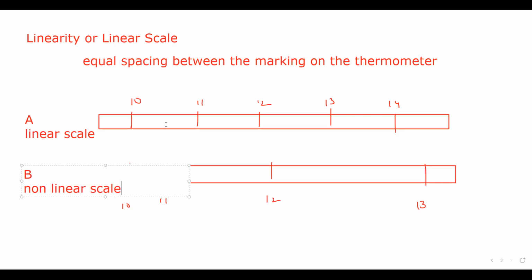The linearity of a thermometer's scale does not depend on the features of the thermometer. It depends on the type of liquid which we use. Because some liquids expand linearly, with equal change in volume, but some liquids do not expand linearly.